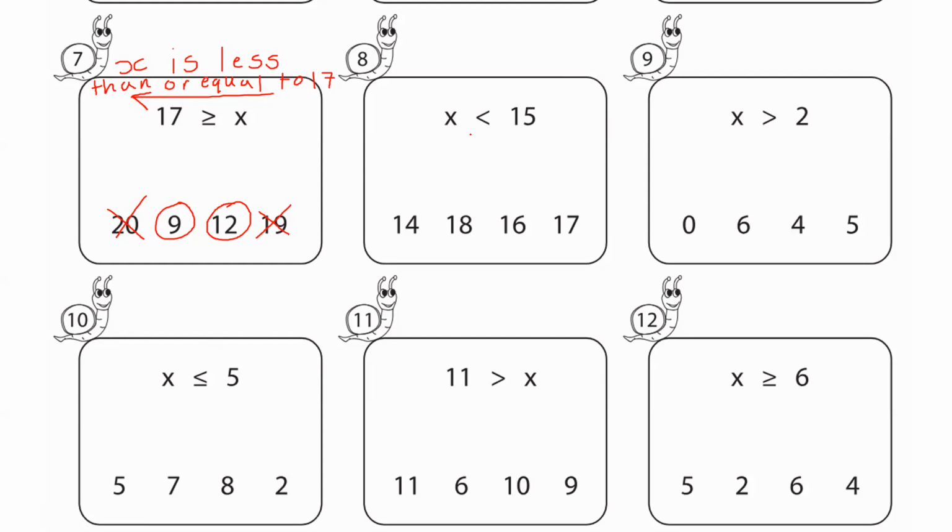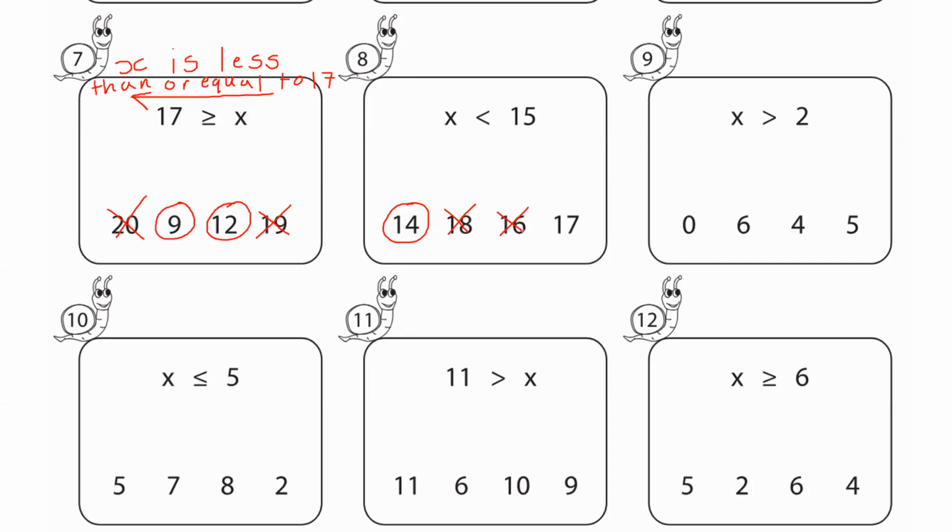Explain number 8 for me. X is less than 15. So we have to find the numbers less than 15, which is 14. Only 14 works? Yes, only 14, because 14 is less than 15. We can't use 18 because 18 is too big. We can't use 16 because 16 is too big. How about 17? Can we use 17? No. Very good. We can't use 17.